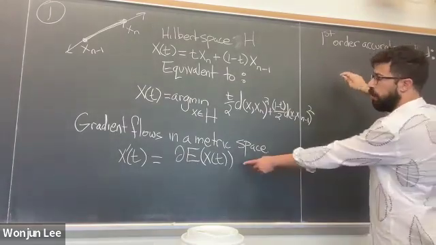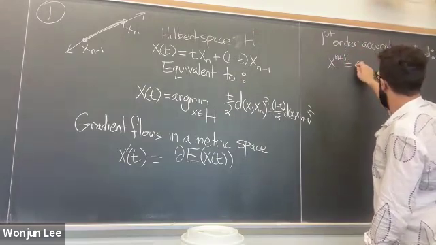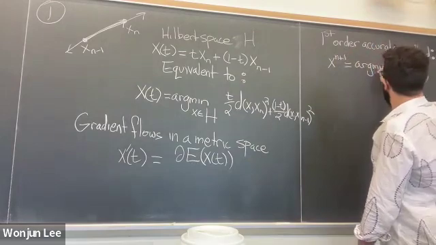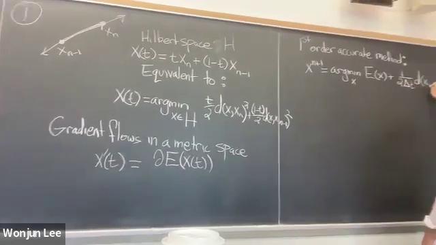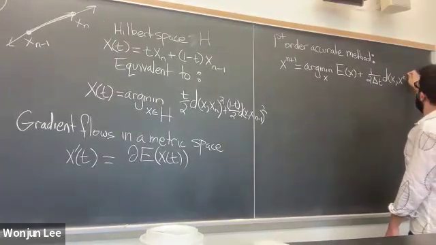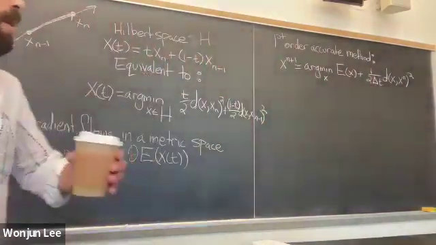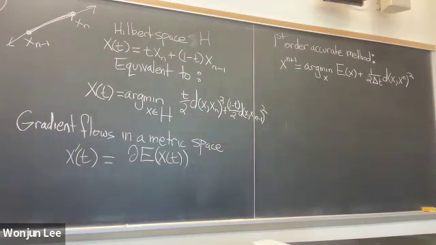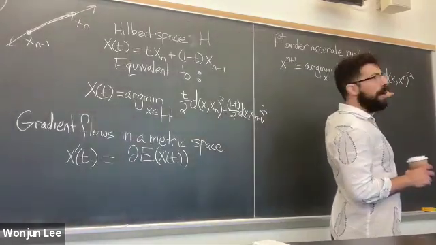So I will get a first order accurate approximation to equations like this if I do something like x_{n+1} is the argmin over my space of my energy plus the distance from where I was before squared, and then I divide by this small time step, which will be the time step for this scheme. So this scheme will essentially have accuracy delta t if I try to approximate this continuous equation that I actually care about. Now, what if I want higher order accuracy in delta t?